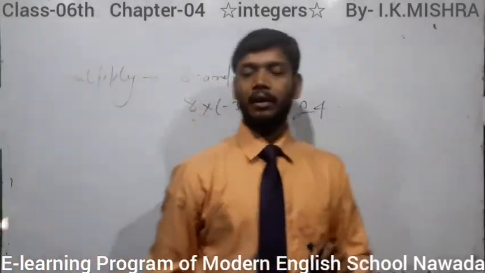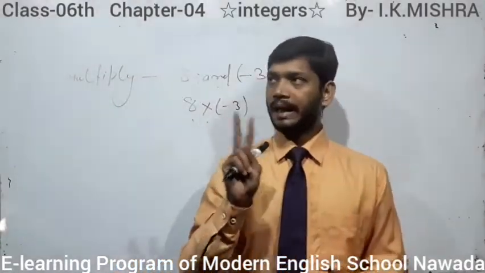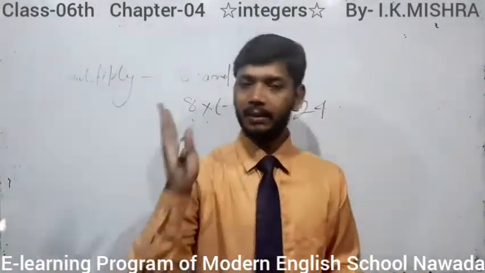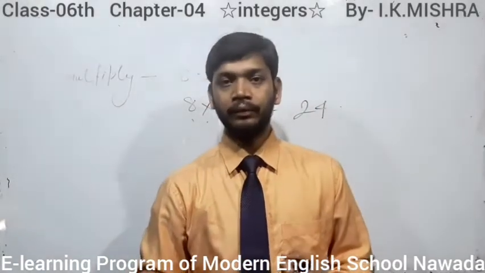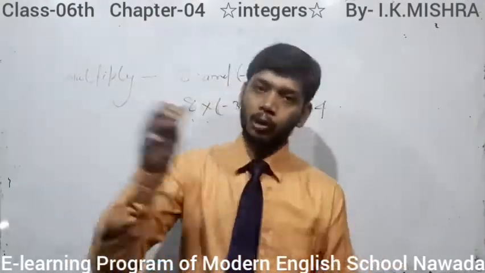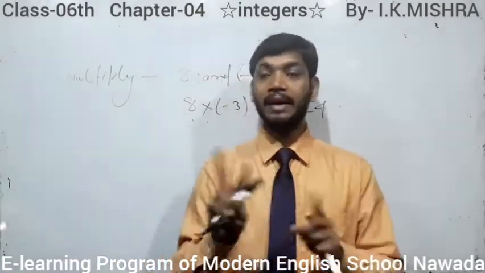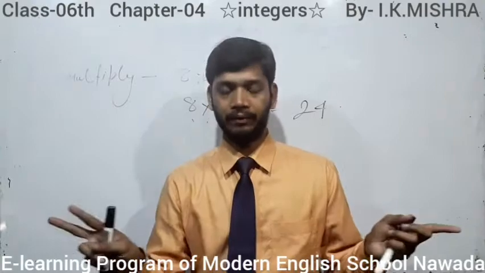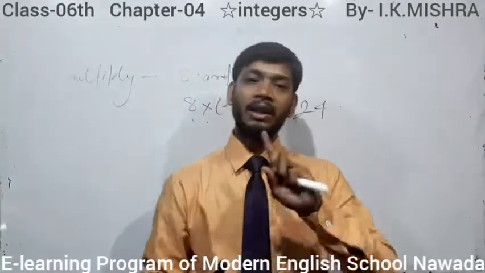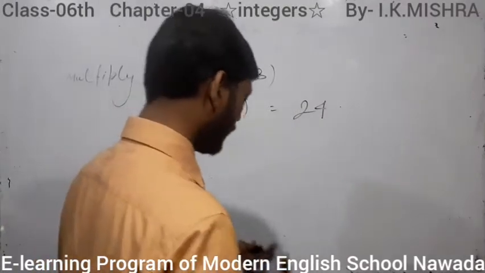And students, take care: if two integers with the same sign are multiplied, that means positive and positive integers are multiplied, then the result is positive. If negative and negative integers are multiplied, then the result is also positive. But if two integers have different signs, one positive and another negative, then when you multiply, the result is always negative. So first of all, students, understand the property here.